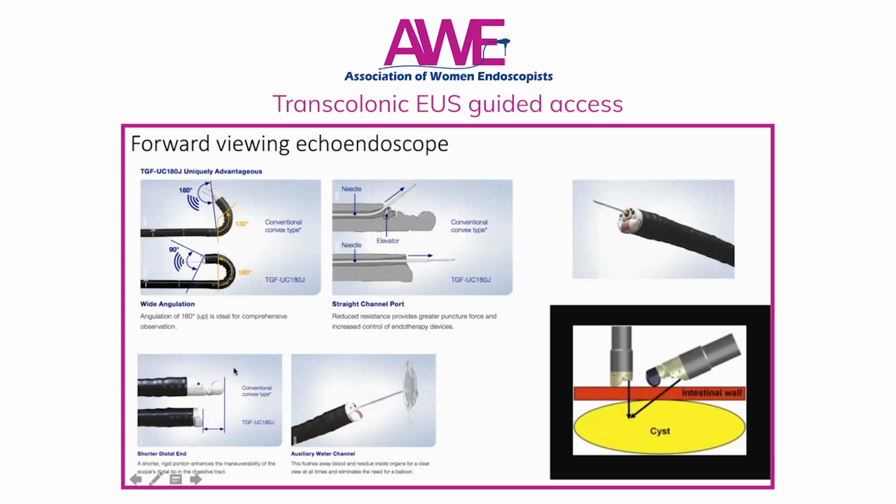The other advantage of the forward viewing scope is that it has a very short distal end as compared to this, and we're able to reach the target object closer. In terms of puncturing, it is straight head on as opposed to a tangential approach. And if we look at this diagram, you can see that with the forward viewing scope, you are actually nearer to the target object as opposed to a tangential view.